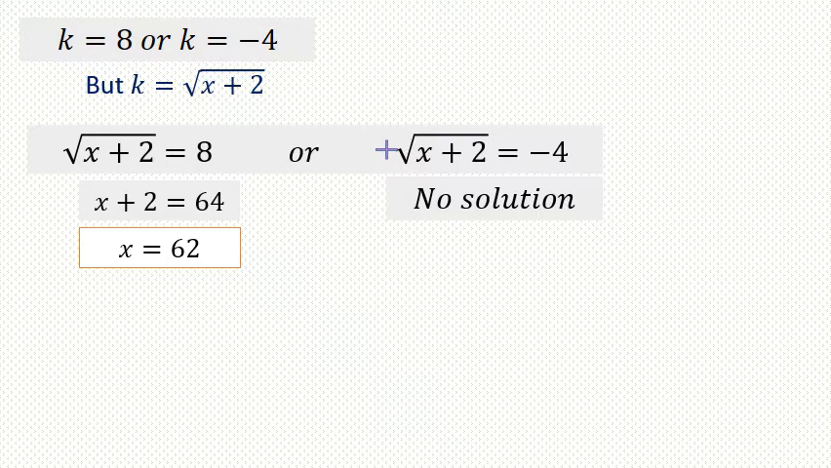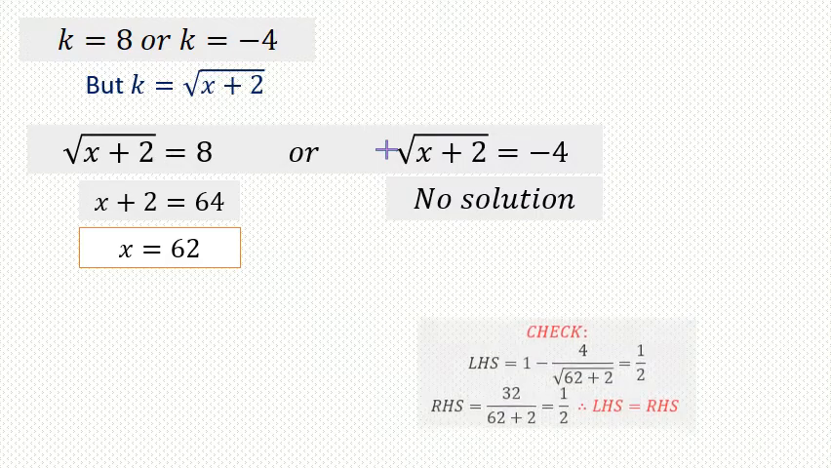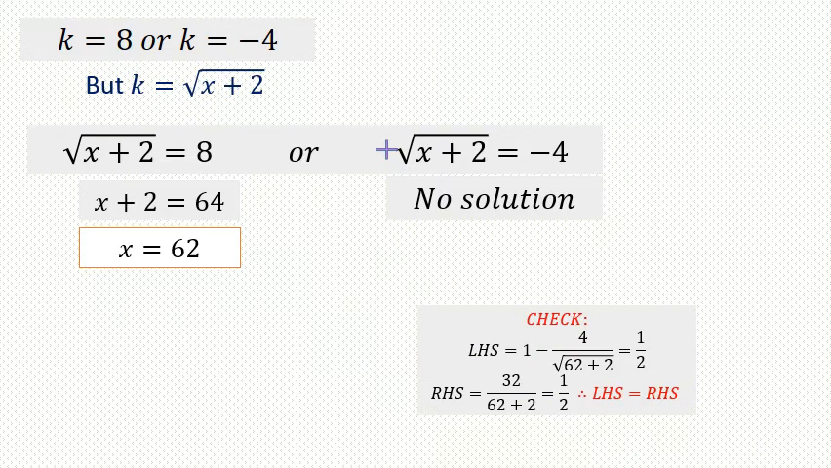But remember, with equations with surds, you have to check your final answer. In this case, when you substitute 62 into the left-hand side of the original equation and simplify, you get a half. If you substitute 62 into the right-hand side of the original equation, you get a half. So this x equals 62 is valid because our left-hand side equals our right-hand side.